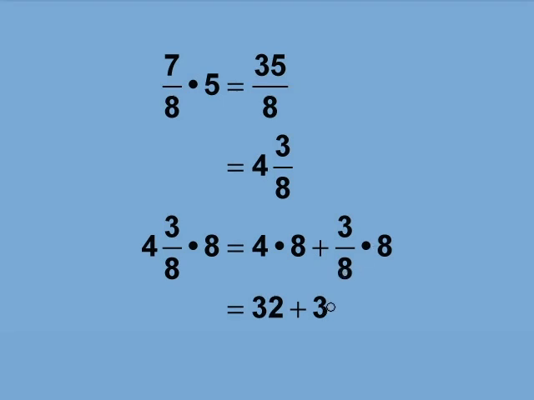The sum is 35. Notice that if we had gone back to the improper fraction shown earlier and multiplied that by 8, the 8s would have divided out, leaving 35. When multiplying fractions and whole numbers, always look for opportunities to find common factors between the whole number and the denominator.